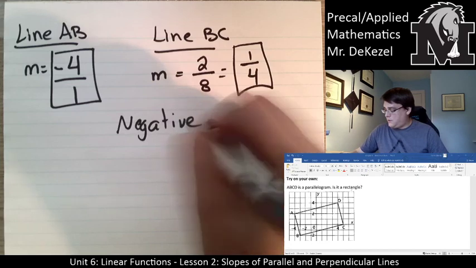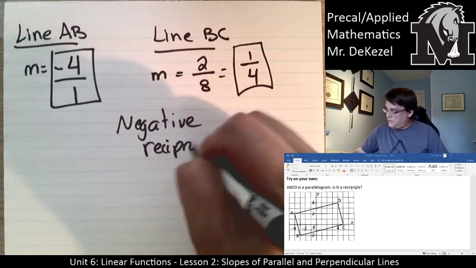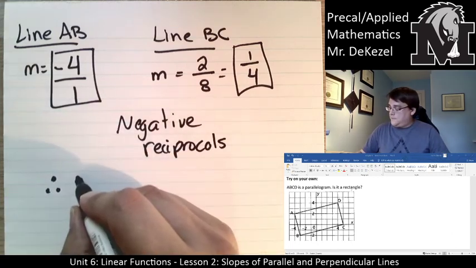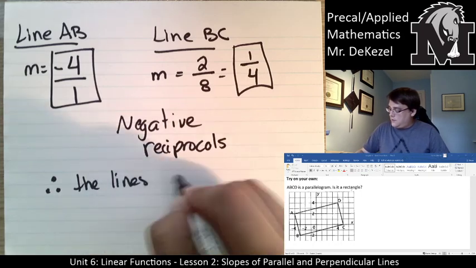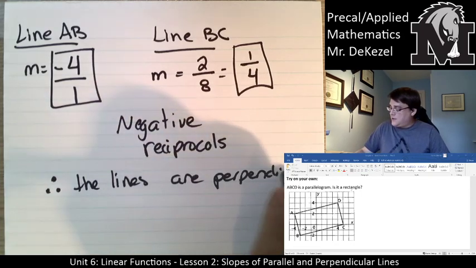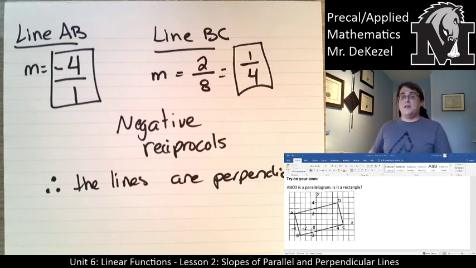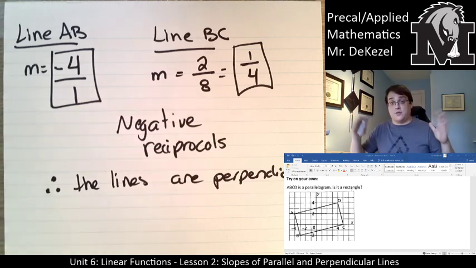Negative reciprocals. Therefore, the lines are perpendicular. Now, does this mean that it's a rectangle? Absolutely. This means that it's a rectangle, which is great news for us because rectangles are also parallelograms. All the sides are parallel. So that is how we find out what kind of a shape we have. It might have been a trapezoid if the lines were angled in or a little bit different. But because they are negative reciprocals, the lines are perpendicular and it is a rectangle.